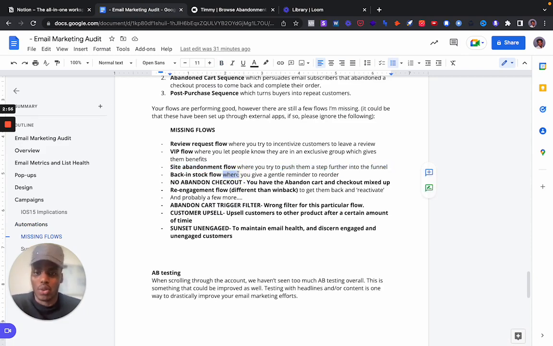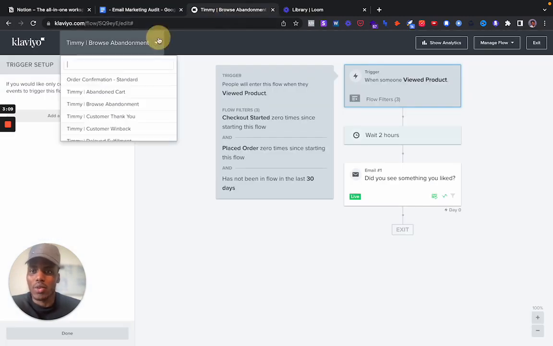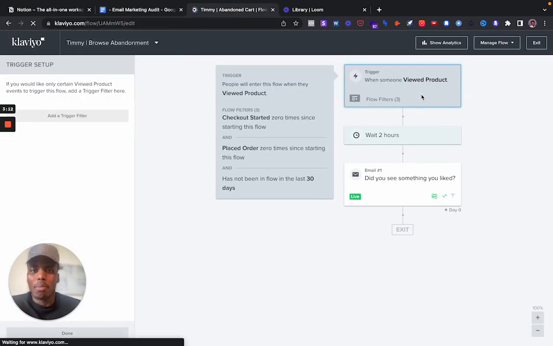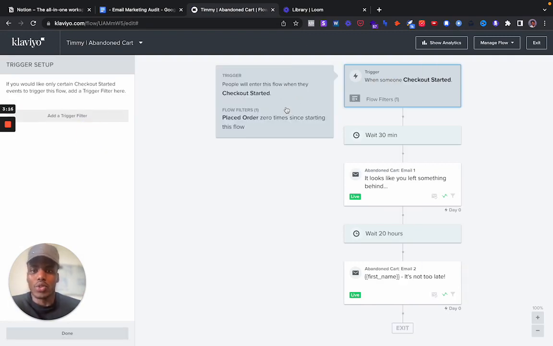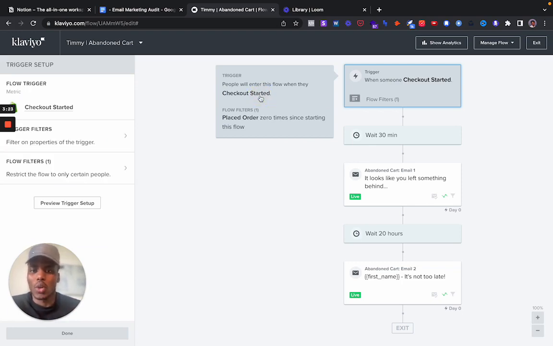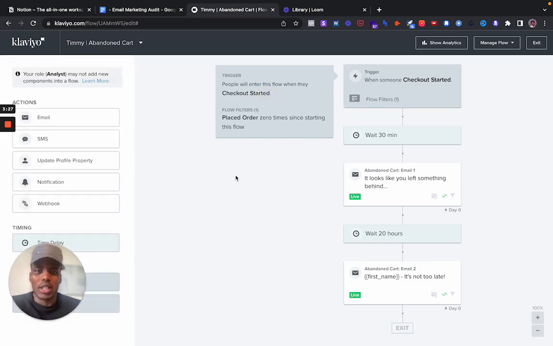The back in stock flow is also missing essentially, which is relatively a simple reminder. And the abandoned checkout, I believe, was confused. Now, the abandoned checkout and the abandoned cart were mixed up and confused in this specific account. For example, as you can quite clearly see here, the abandoned cart was confused essentially and conflated with the abandoned checkout, because this is triggered essentially when someone starts to check out, initiate checkout essentially, which is not what you want initially.